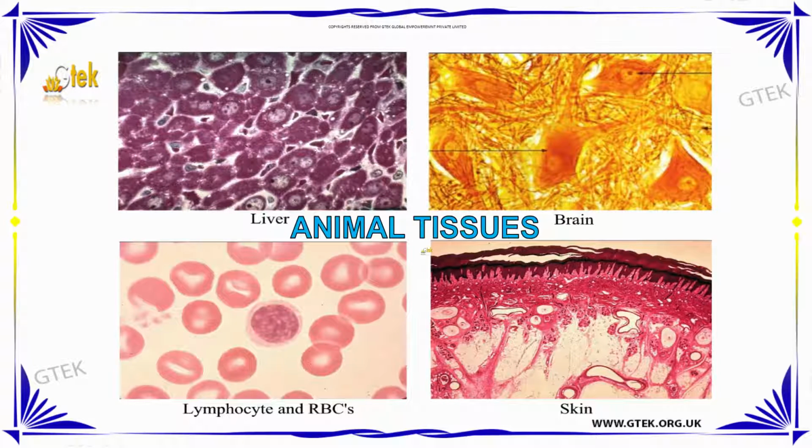We can see the animal tissues which are presented in liver, brain, lymphocytes and RBCs, skin. These are represented over here.